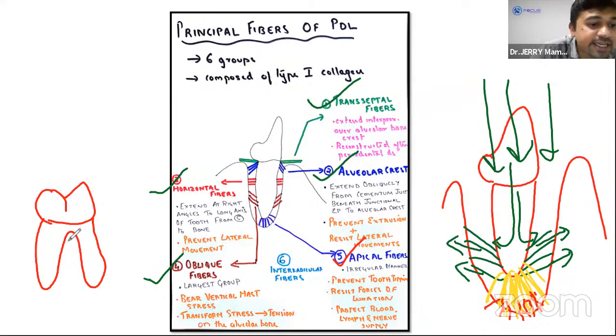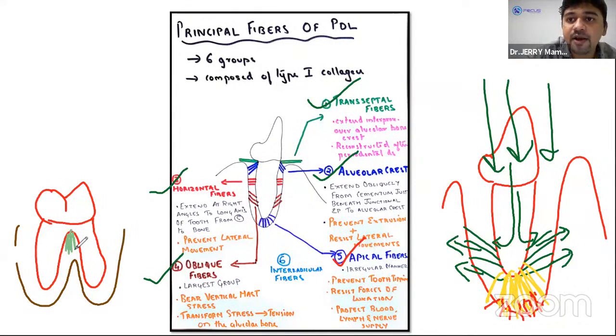Where do you see it? It is seen in the furcation area like this, and you have your interdental bone right here. So it will be seen in the furcation area, attaching into the bone like this. Very good. Interradicular fibers, they are seen in the furcation. Their functions are similar to those of the apical fibers. Two main functions: prevent tipping and resist forces of luxation.